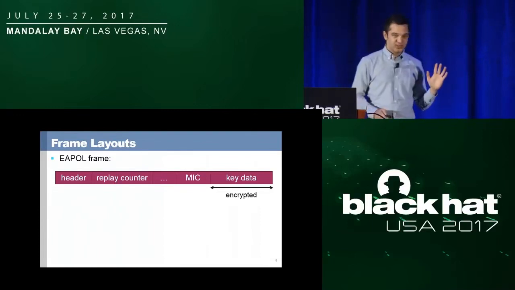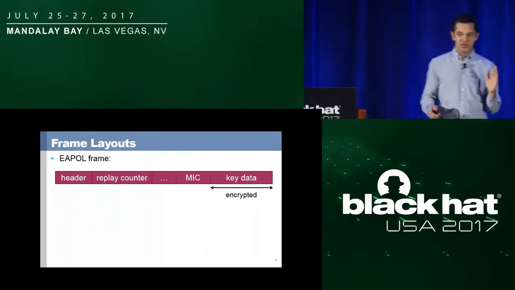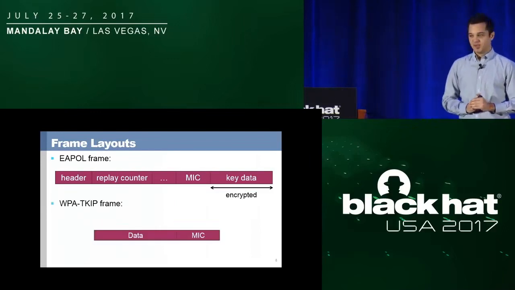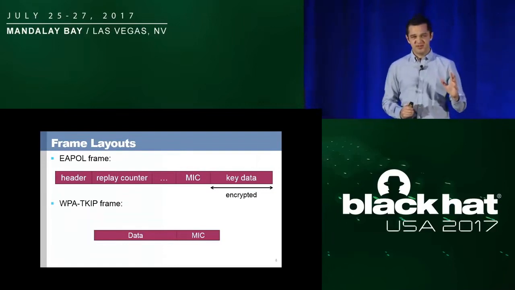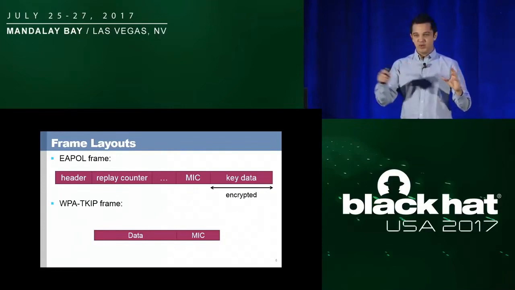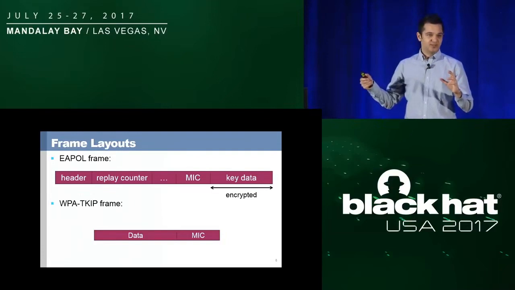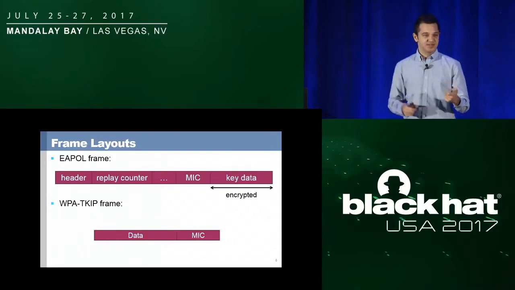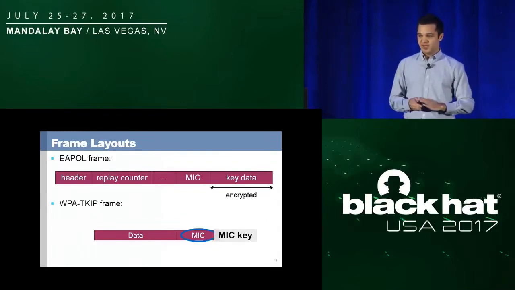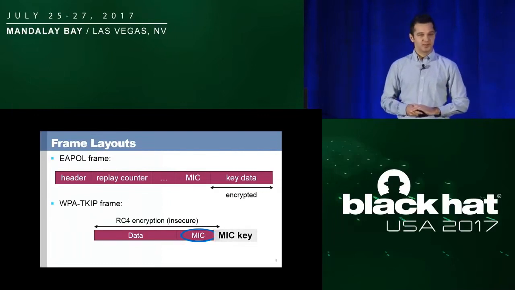So we're almost done with the background here. There's one more thing I need to explain, and that's what a WPA TKIP frame looks like, because we're going to use parts of this in our attack. You can see a very simplified layout here, and the idea is basically we have some data that we want to transmit. We calculate a MIC over this data. A MIC again stands for Message Integrity Check, so it assures the authenticity of the frame, that no bits have been flipped. And this whole frame will be encrypted using RC4.